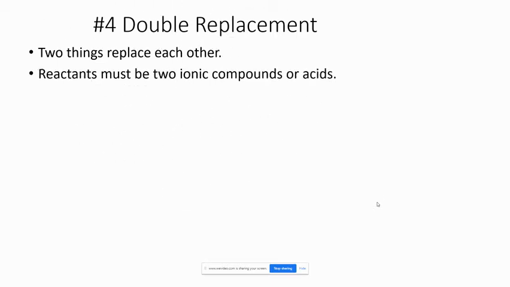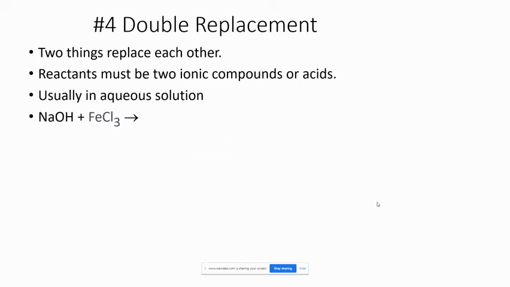This is going to happen when we have ionic compounds. Usually, these ionic compounds are dissolved in water. Okay. So that's an aqueous solution. When we take something and dissolve it in water, it forms an aqueous solution. For example, we have sodium hydroxide and iron 3 chloride right here. Both of these are going to be aqueous, they are dissolved in water.